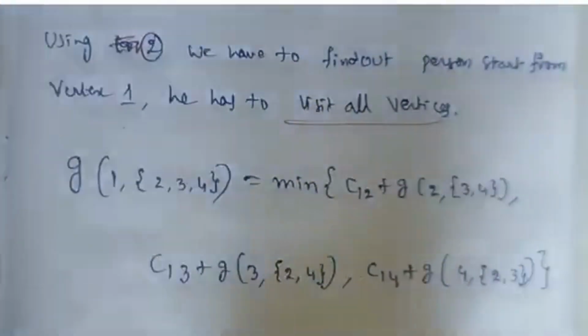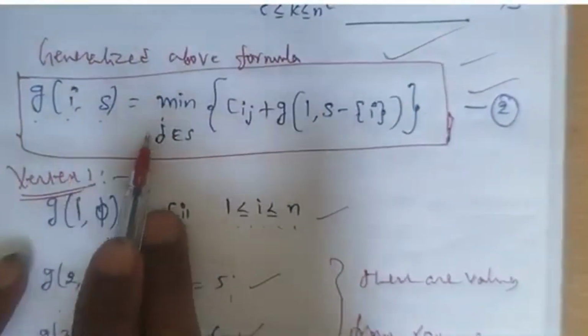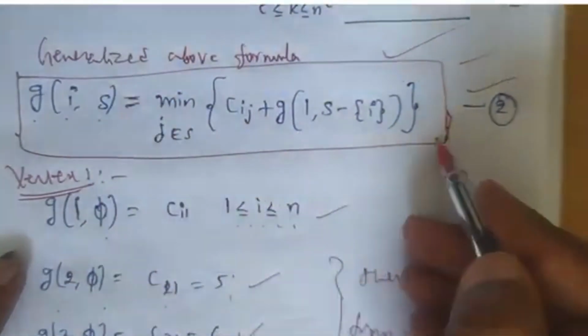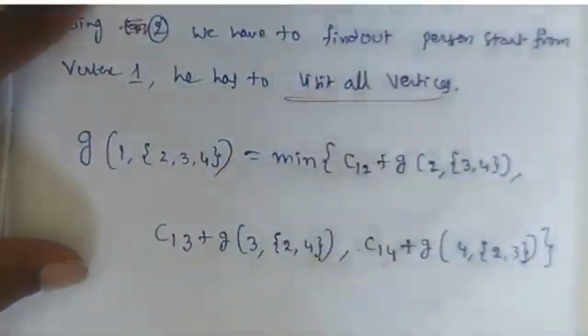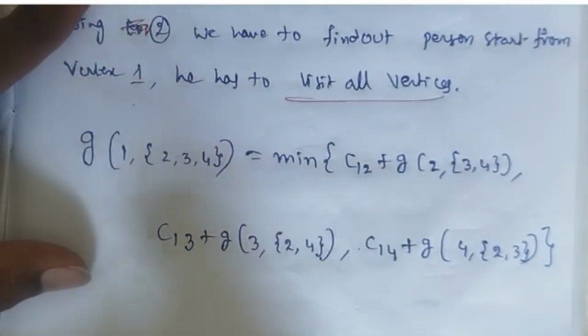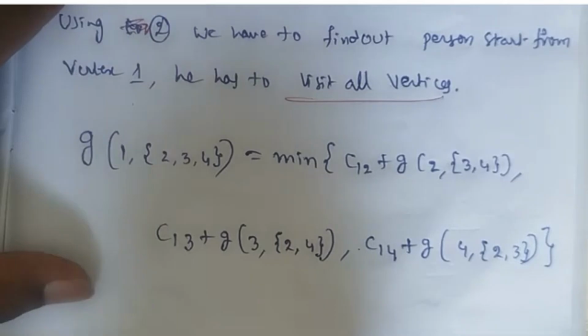Okay, what is the formula here? The formula is G of I comma S equals the minimum over J in S of C I J plus G of J comma S minus J. This is the formula. We have to implement this formula. Okay, now I am implementing it, to calculate using the second equation. What is the formula here?